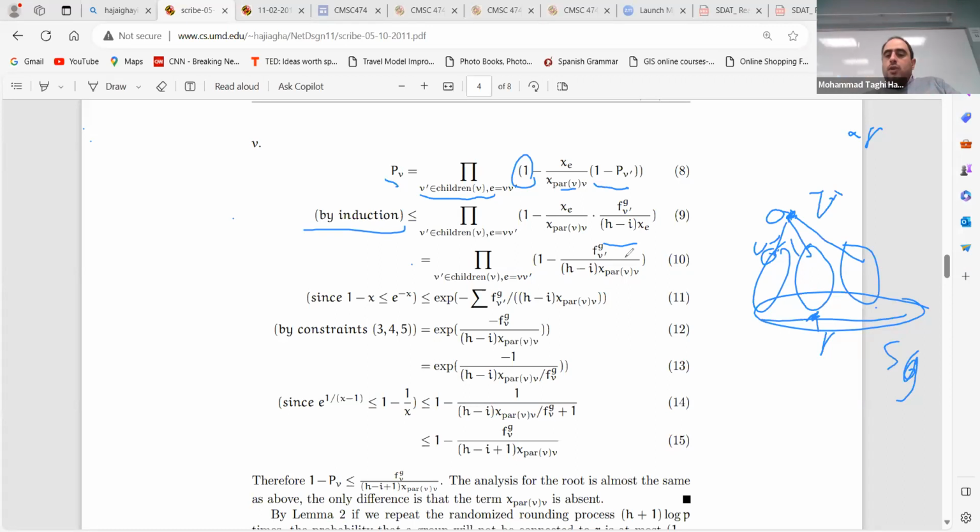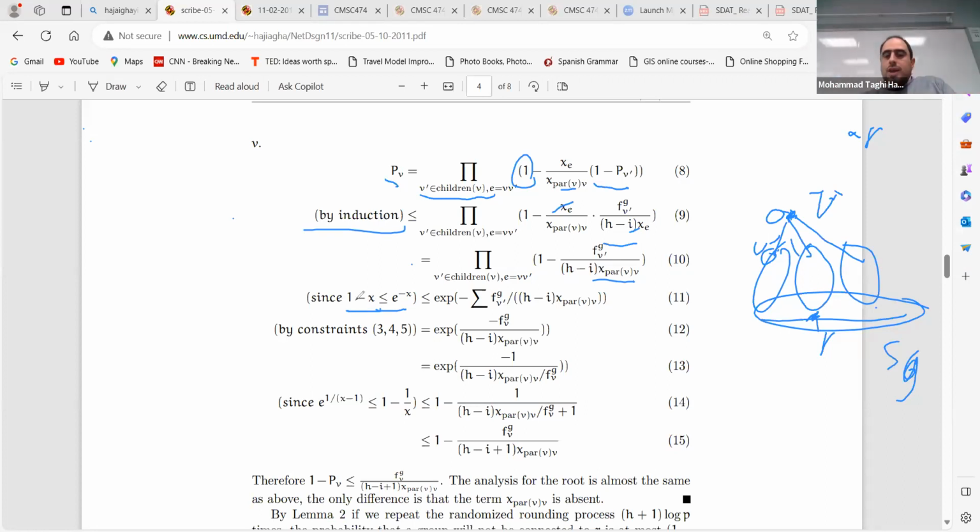Now, what do I do here? So here, I just cancel these things. Because this xe is canceled with these guys, I just write this one would be 1 minus f of g V prime, h minus e, x parent of V. Now, this is the beautiful part. This actually comes up a lot when we are doing this kind of analysis. This is the product of this one. To do the product, we are using this formula, e to the x, essentially. We have this formula: 1 minus x is at most e to the minus x. It is a very common trick, such that we can do these multiplications.